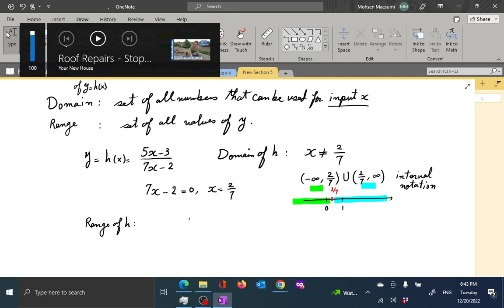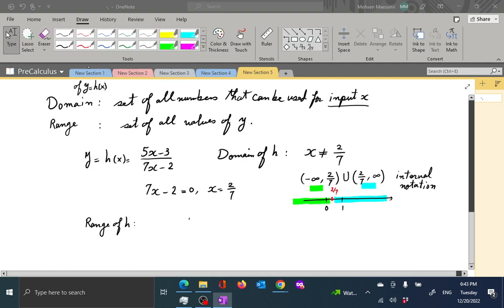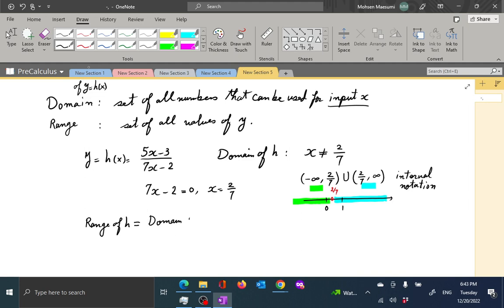Easy way to find a range of a function is through the domain of its inverse function. Let's write this. Range of h is the same as the domain of h inverse. Why is that?